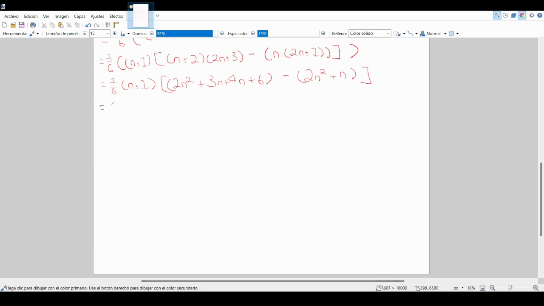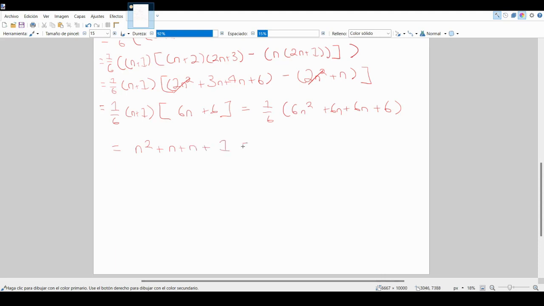So we will have 1 over 6 times n plus 1, and then we'll have in here, these will cancel out, and then we'll have just 3n plus 4n minus n. So we'll just have 6n plus 6, which equals 1 over 6 times 6n squared plus 6n, and then we'll use this term here, plus 6n plus 6.